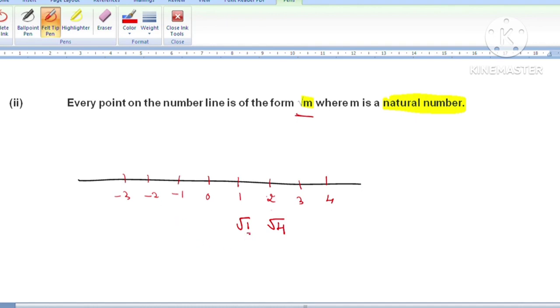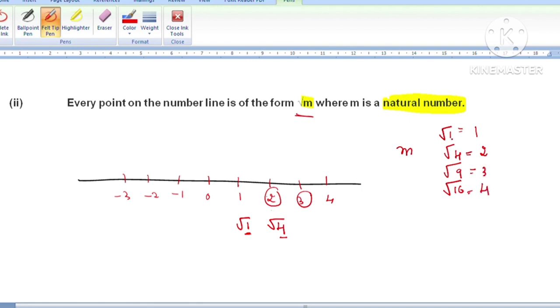Whether m is a natural number? Yes, this 1 is a natural number, 4 is also a natural number. But what about this 2 and 3? Can we write them in the form of square root? If you write them in the form of square root also, what we are getting for m is not a natural number, right? Only for the perfect square numbers, when you take the square root, we are getting a natural number, like square root of 1, then square root of 4, square root of 9, square root of 16.